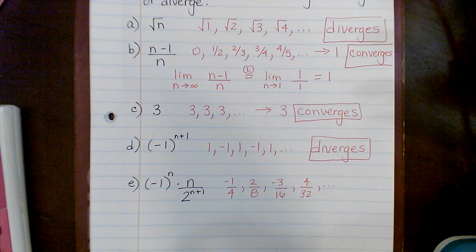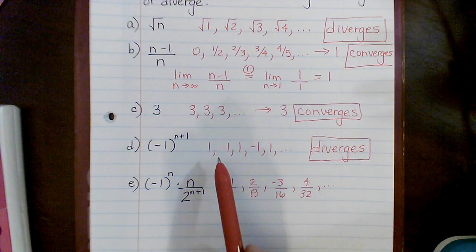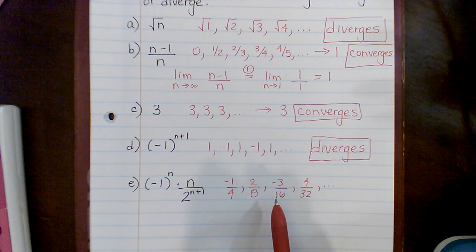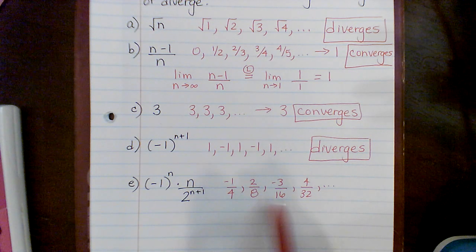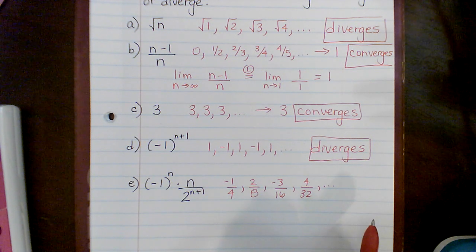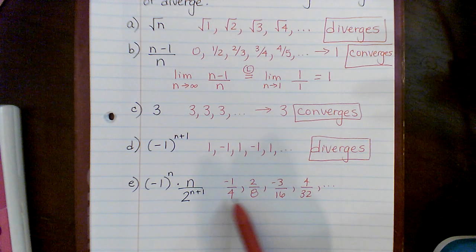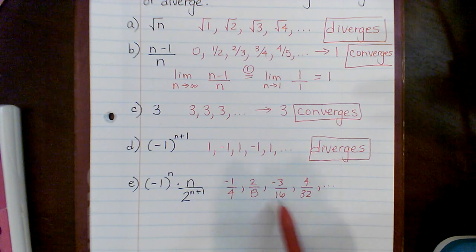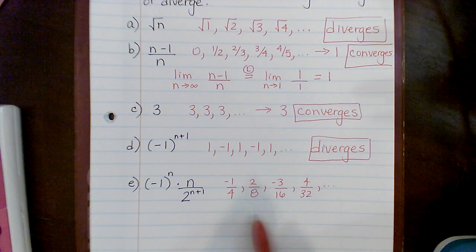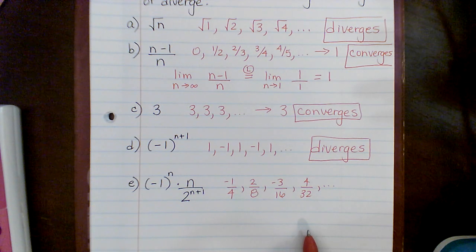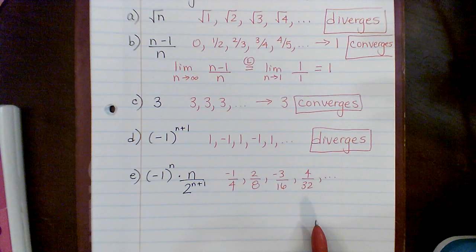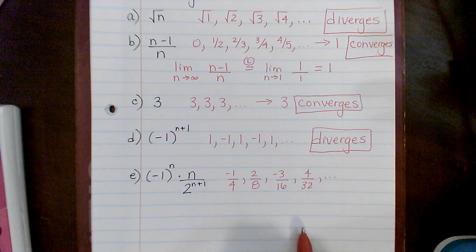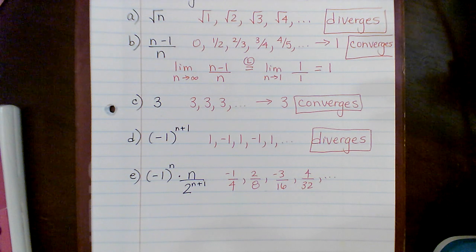Well, it kind of looks like it's alternating, kind of like this one. And the signs are alternating. But while the signs are alternating, these fractions are getting smaller and smaller. So what this is doing is approaching 0 by closing in on it. So we're getting closer and closer to 0 by bouncing back and forth on either side of 0 and getting closer and closer to 0 each time.